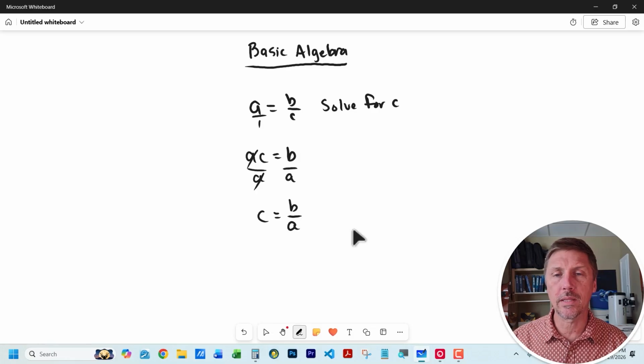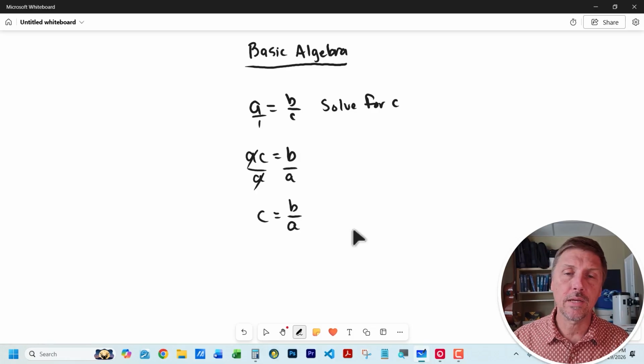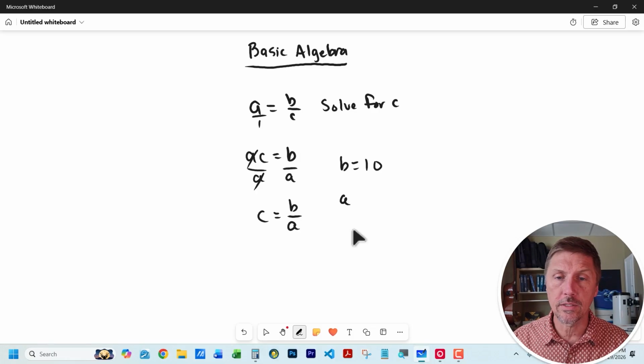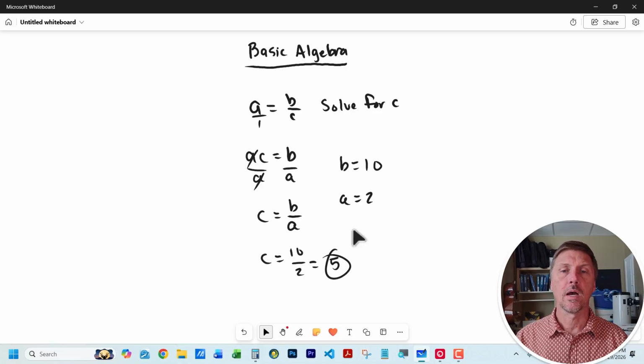So if I gave you a problem like this and I said solve for C, and then maybe I said, what is C if B is equal to 10 and A is equal to 2, well, you would just plug in those values and you would say that C equals 10 over 2 or C equals 5, right? And that would be the final answer.